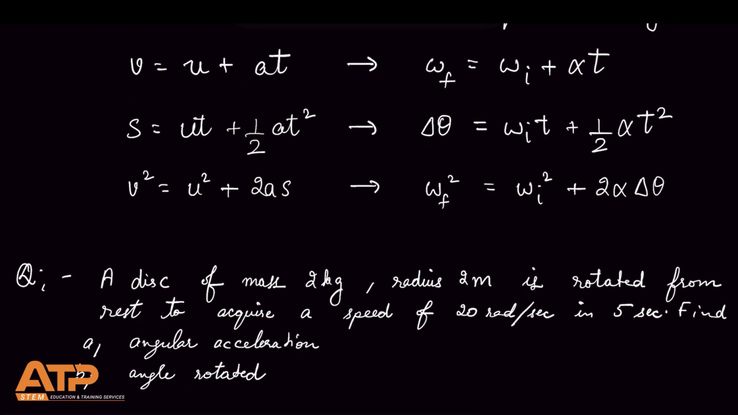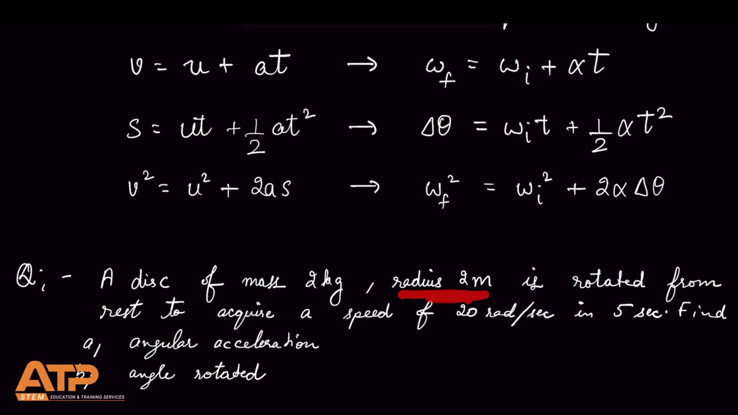Now here, let's say that there is this question: a disk of mass 2 kg, radius 2 meter is rotated from rest to acquire a speed of 20 radians per second in 5 seconds. Find angular acceleration and angle rotated. So in this case, what have they given? They have given mass. Mass is of no use in this question. Okay, what else have they given?